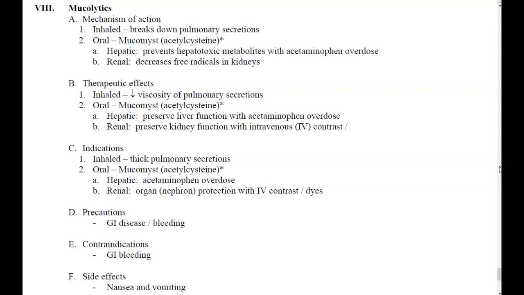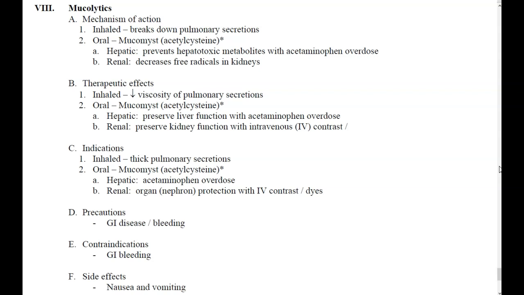When it comes to the therapeutic effect of mucolytics, inhaled, again, it decreases the viscosity of pulmonary secretions, therefore facilitating coughing up those secretions. And then oral Mucomyst or acetylcysteine on the hepatic side, it preserves liver function with acetaminophen overdose. So it's an antidote for hepatotoxic overdose of acetaminophen.